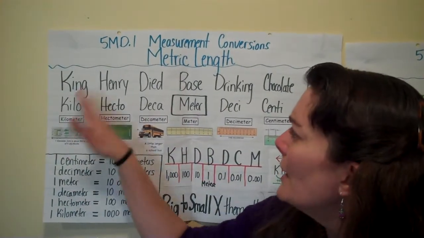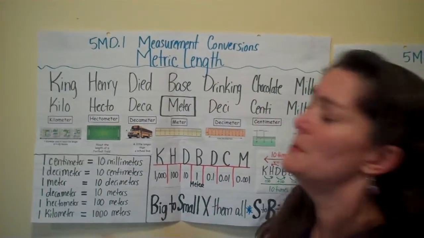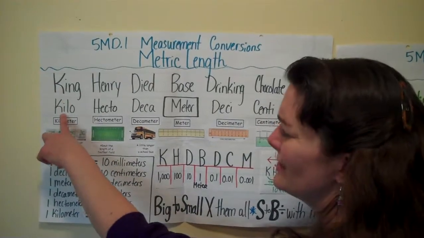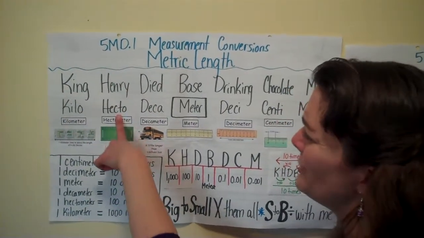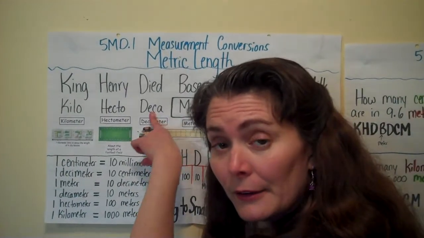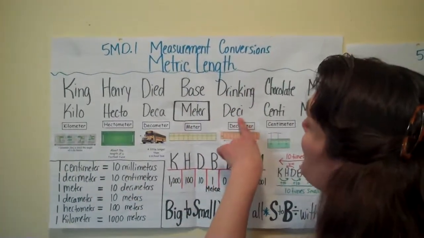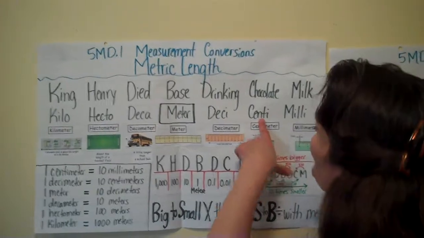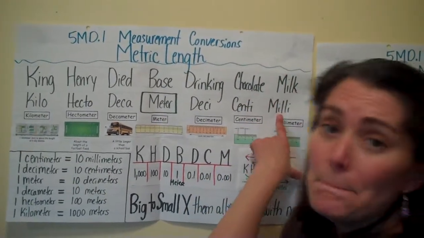King Henry died base drinking chocolate milk just helps you to remember King represents kilo, Henry represents hecto, died represents deca, and drinking represents deci, chocolate represents centi, and milk represents milli.